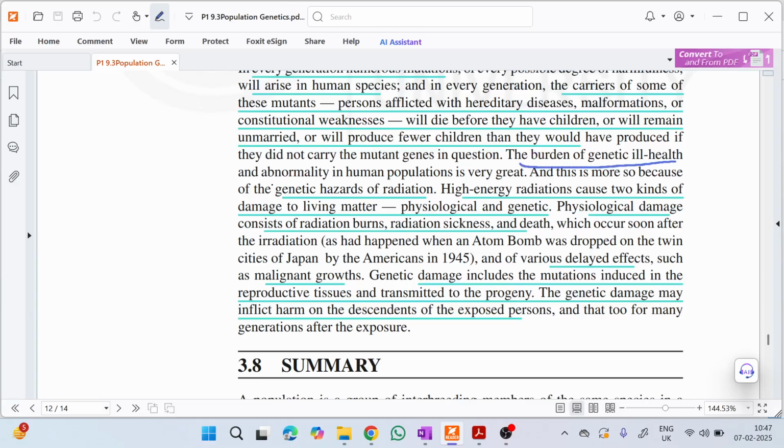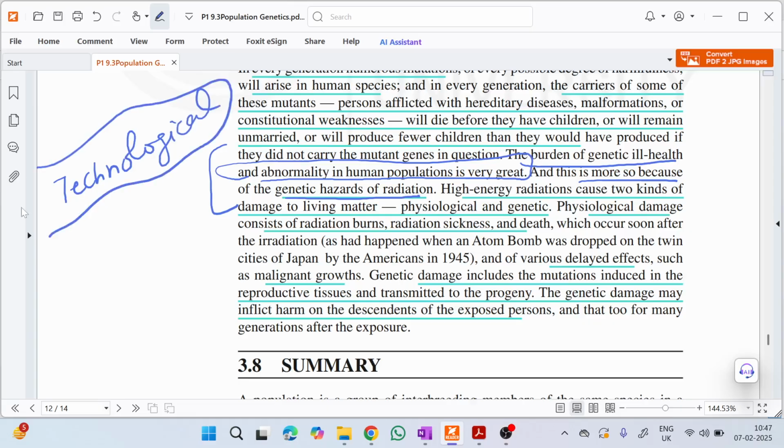The burden of genetic ill health and abnormality in human population is very great, and this is more so because of genetic hazards of radiation, and especially in the present time when we are dealing with a lot of hazardous chemicals, hazardous substances and radioactive substances, such as जो जितने भी हम technological gadgets and devices use करते हैं, जितने भी infrastructure instruments हैं, जितने भी मॉडर्न ग्रोथ पैरामीटर्स हैं उसमें मेटल्स का यूज होता है, मेटल्स एंड नॉन मेटल्स, और उसमें बहुत सारे रेडियोएक्टिव मटेरियल्स भी हैं.